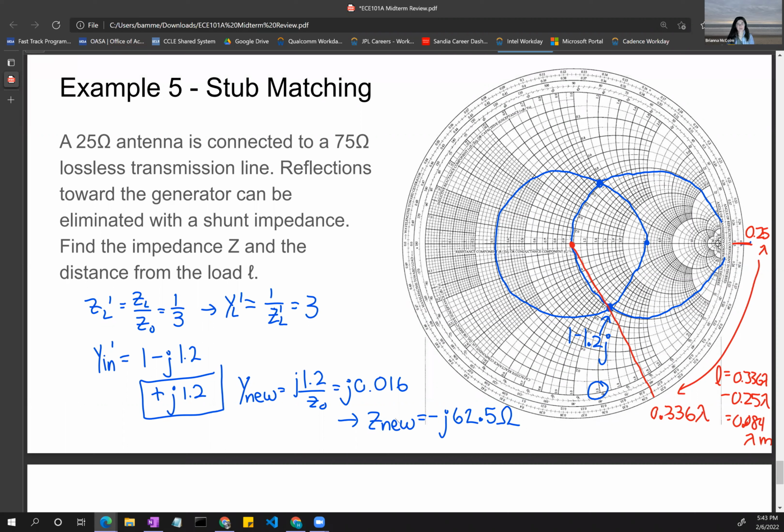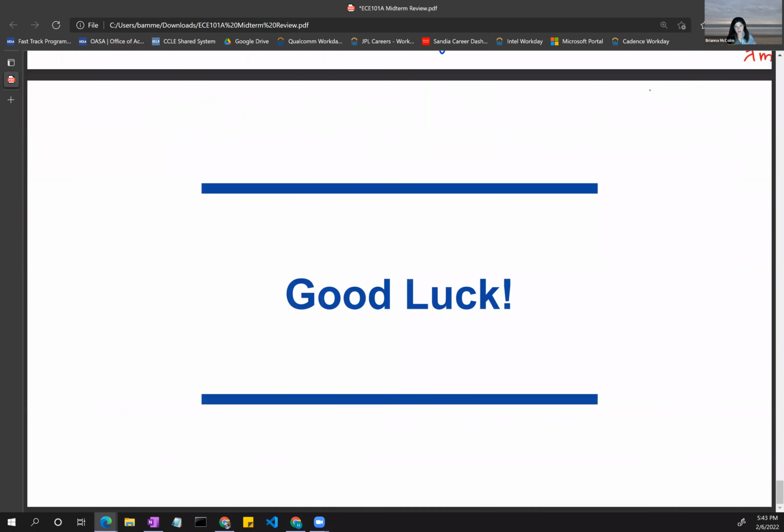Does anyone have any questions about this part? Okay, great. So that was all of the important topics that I thought would be helpful for your midterm tomorrow.